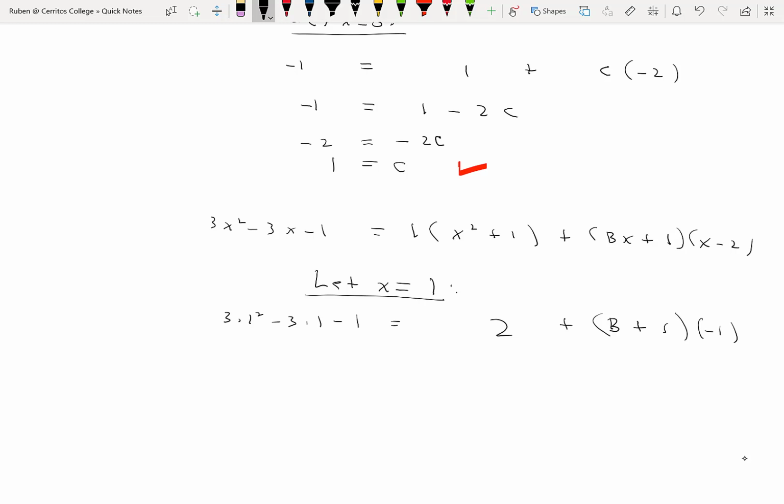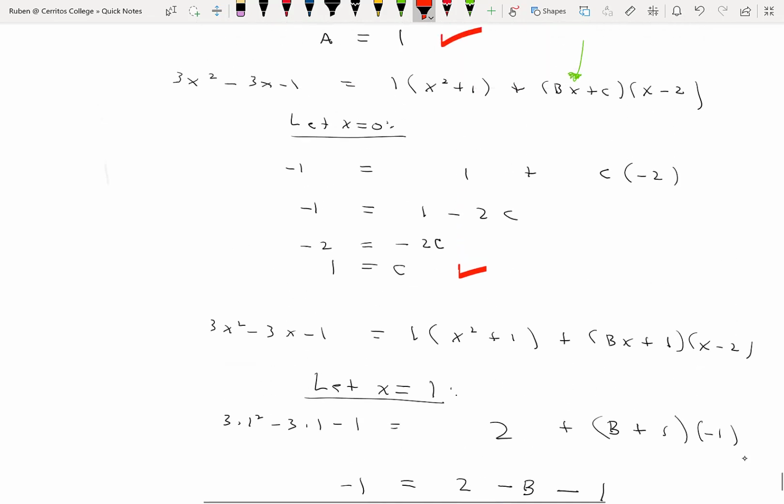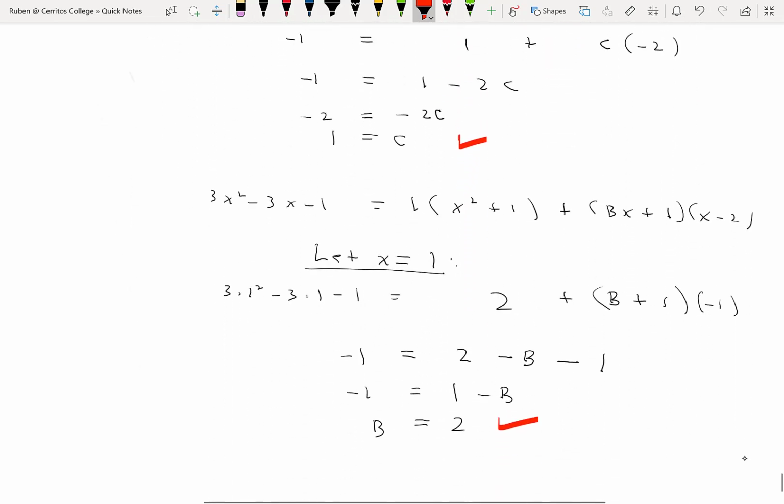So on the left-hand side, back on the other side, I have negative 1 equals 2 minus b minus 1 if I distribute that negative 1 through. So I have negative 1, combine like terms on the right, equals 1 minus b. So I'm going to get b to the left, so I get positive b on the left, and so add 1 to both sides, b equals 2. And I have my 3 constants. A equals 1, c equals 1, and b equals 2.